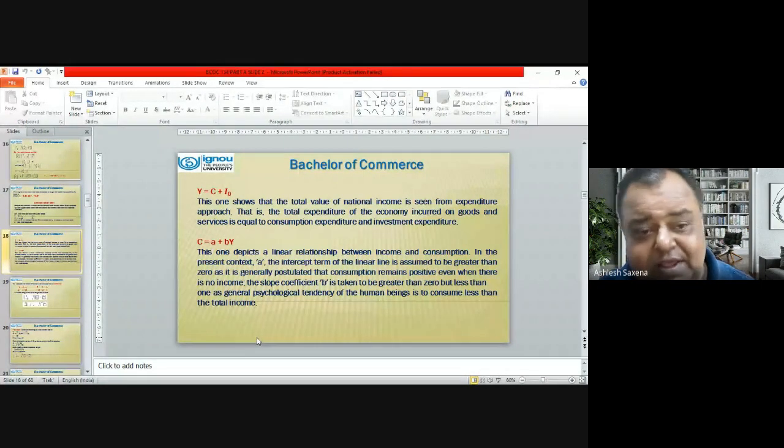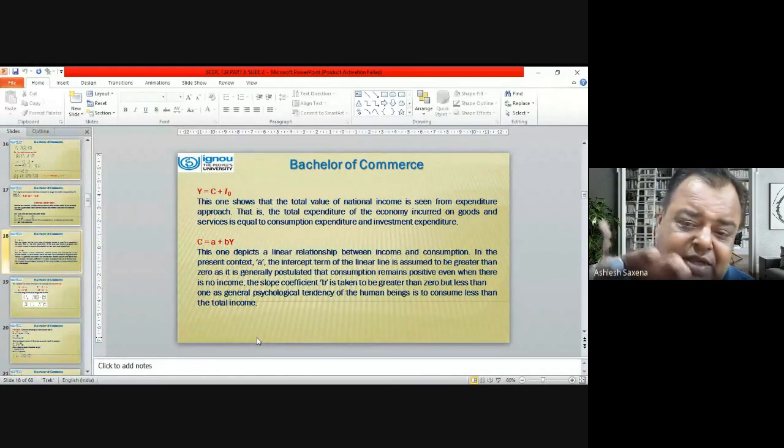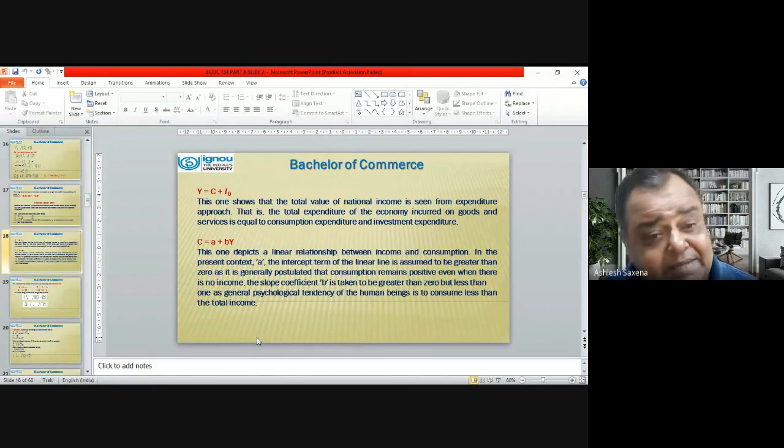No doubt, if you have 500 rupees with you, then you won't be consuming all 500. You will be saving something for the future. Similarly, over here, we are talking in terms of a line. The line will remain always inclined. It can neither be perpendicular nor horizontal.